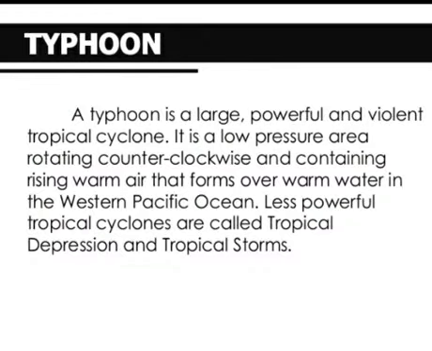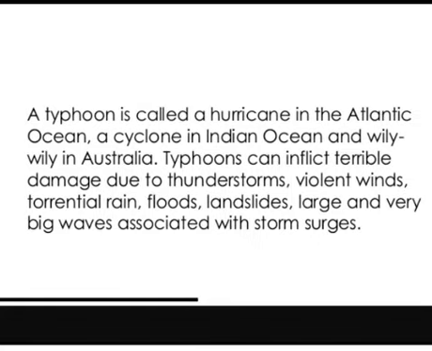Next, what is a typhoon? A typhoon is a large, powerful, and violent tropical cyclone. As you can see, a typhoon is a kind of a cyclone. It is a tropical cyclone. For example, may remember ko dati, there is two tropical cyclones. Tapos pag nag-combine sila, you could call it a typhoon. It is a low-pressure area rotating counterclockwise and containing rising warm air that forms over warm water in the West Pacific Ocean. Less powerful tropical cyclones are called tropical depression and tropical storms. A typhoon is called a hurricane in the Atlantic Ocean, a cyclone in the Indian Ocean, and willy-willy in Australia.